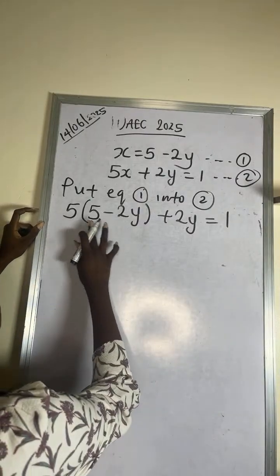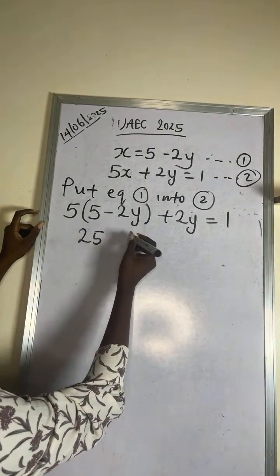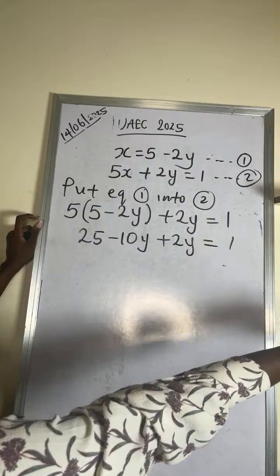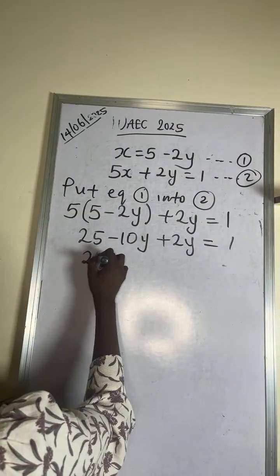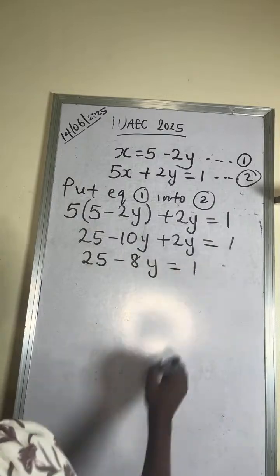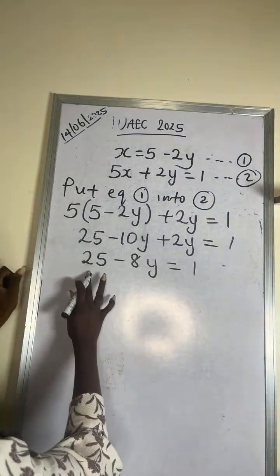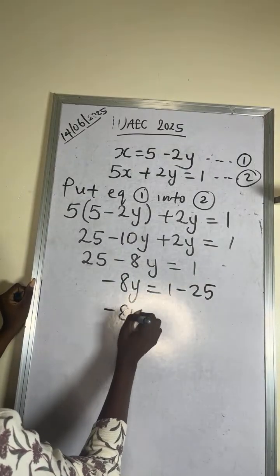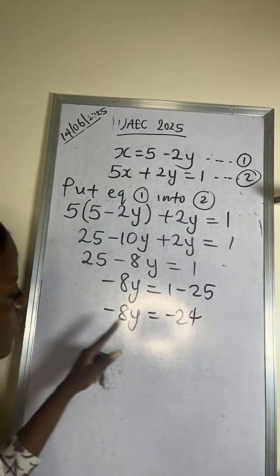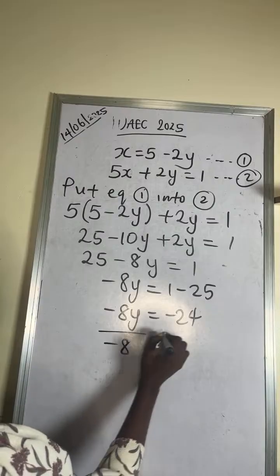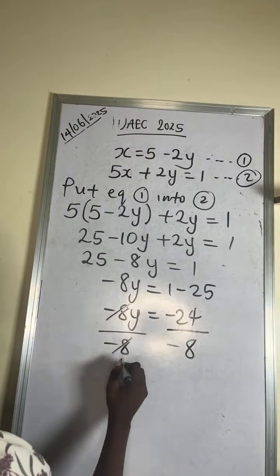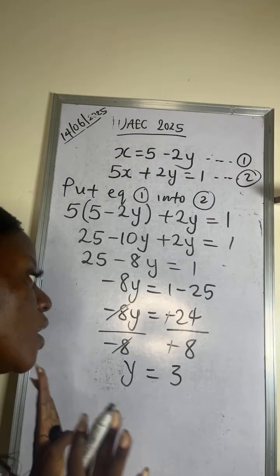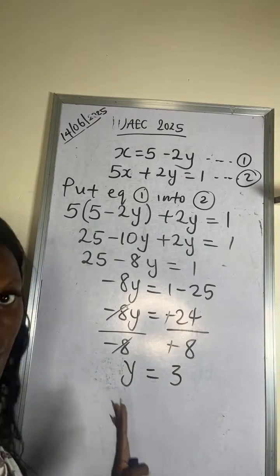Now open the bracket. 5 times 5 is 25. 5 times minus 2y is minus 10y, plus 2y equals 1, right? So we have 25 minus 8y equals 1. Now subtract 25 from both sides, right? Take this to this side. So you have 1 minus 25, minus 24. Now divide both sides by the coefficient of y. So you have y equals 3, because minus divided by minus, remember we said it earlier, is plus. 24 divided by 8 is 3, right?